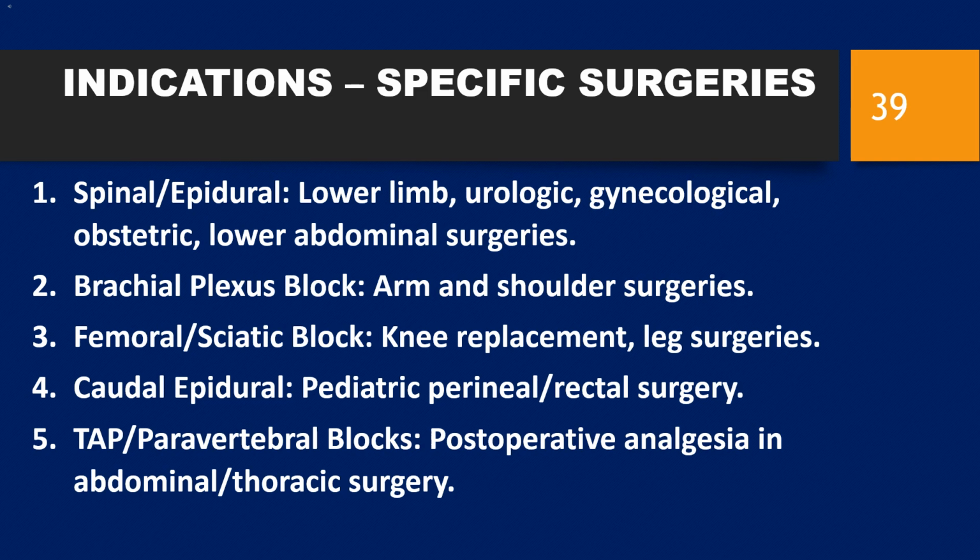Indications for specific surgeries in regional anesthesia. 1. Spinal epidural anesthesia. 1. Lower limb surgeries, effective for procedures involving the legs, such as knee replacements. 2. Urologic surgeries, suitable for surgeries involving the urinary tract. 3. Gynecological surgeries, useful for procedures involving the female reproductive system.